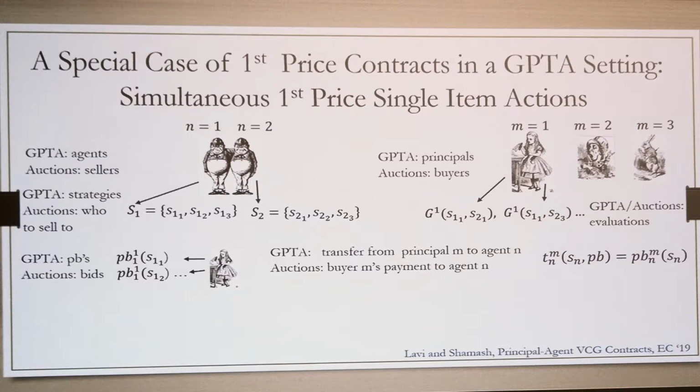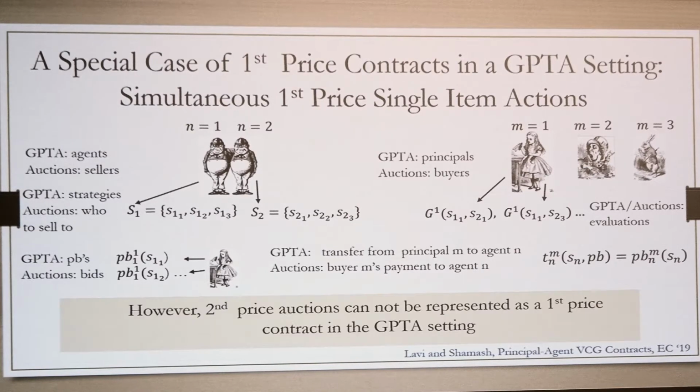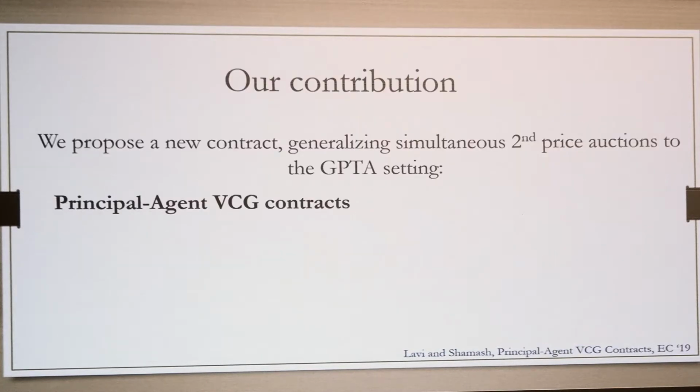So it's nice that we can see the simultaneous first price auctions as first price contracts in the GPTA setting, but we can't see second price contracts in this setting, because second price contracts depend on other principals' offers. So we can't see the second price auctions. So we proposed another contract called principal agent VCG contracts, through which we can see the second price auctions and also other things. Basically it looks at the framework that we saw through these second price eyes.